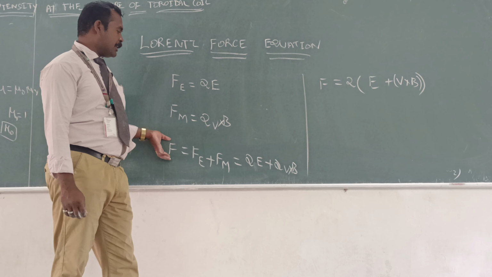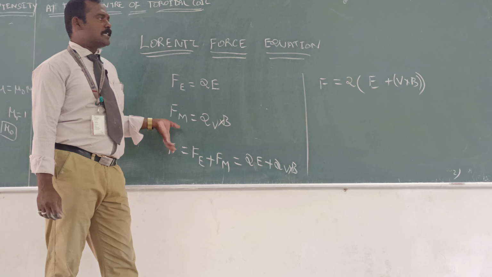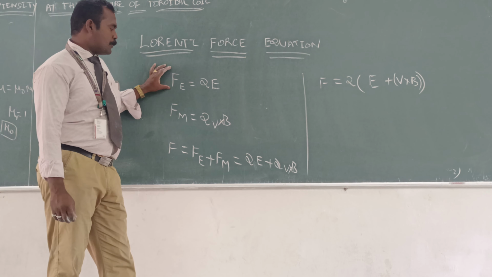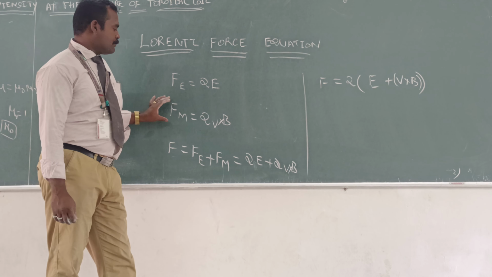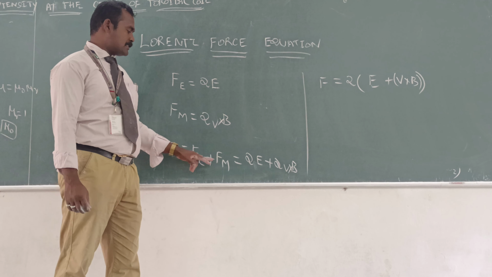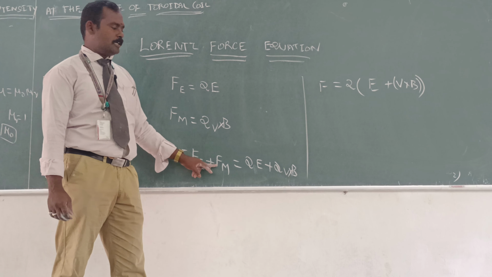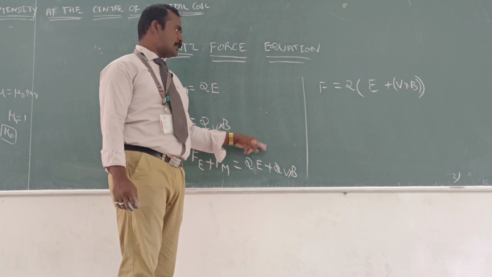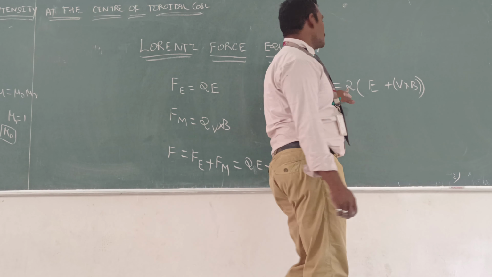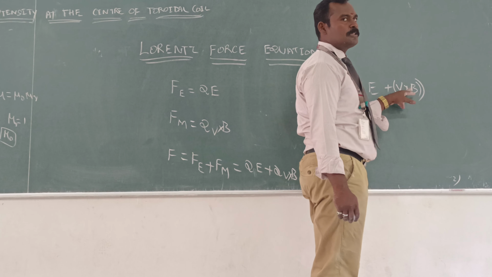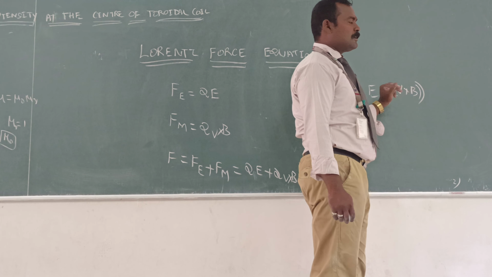So the F should be equal to, that is the resultant force. That is the Lorentz law of force. The resultant force will be equal to the sum of the force in the electric field and the magnetic field. So Fe plus Fm. Fm means the force in the magnetic field. So you can substitute it here. Q is common, so you can take it out: Q times E plus, that is the electric field, plus velocity multiplied with the magnetic flux density.